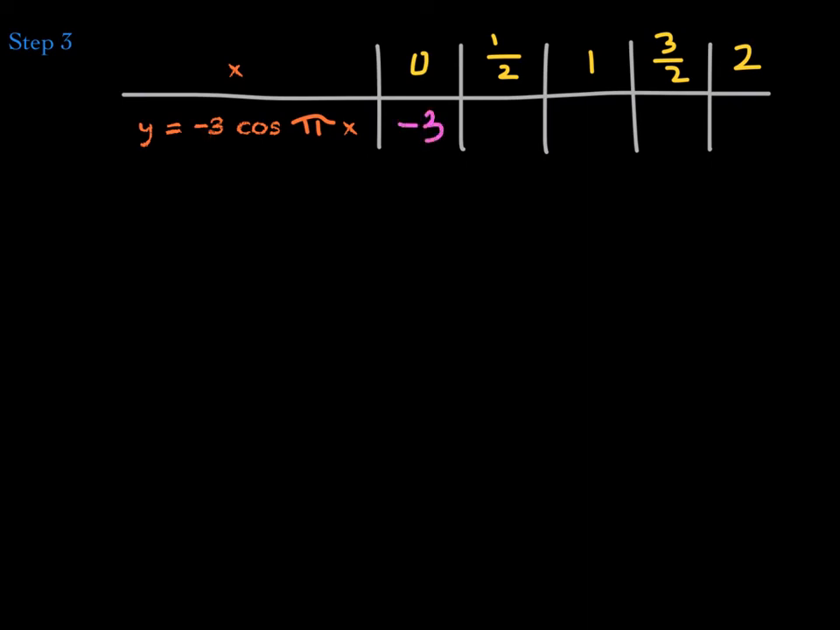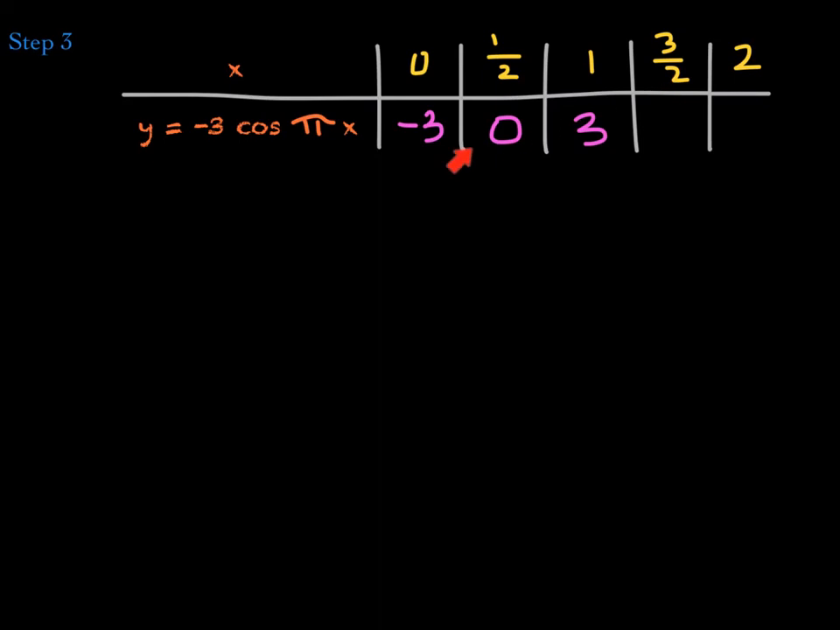When you plug in 1/2, you get half of pi, which is pi over 2. Cosine of pi over 2 is 0. Negative 3 times 0 is just 0. When you plug in 1, you get 1 times pi, which is just pi, and cosine of pi is negative 1. Negative 3 times negative 1 is positive 3. Notice the pattern. Minimum, x-intercept, maximum. I expect to get an x-intercept again.